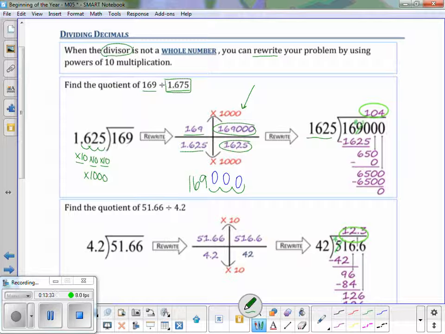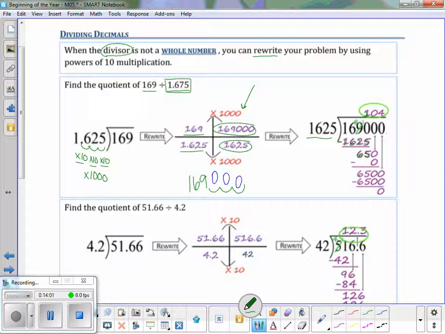So, 1,625 does not go into 1. It does not go into 16. It does not go into 169, but it does go into 1,690 one time. So we got our 1 there. I'm going to subtract 1,625, and I'm going to be left with 65, sorry.